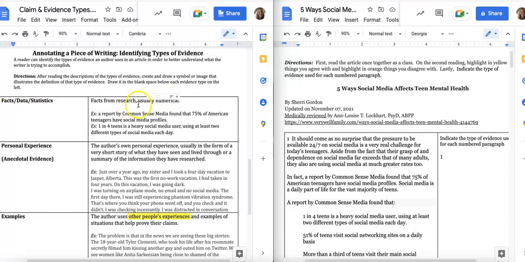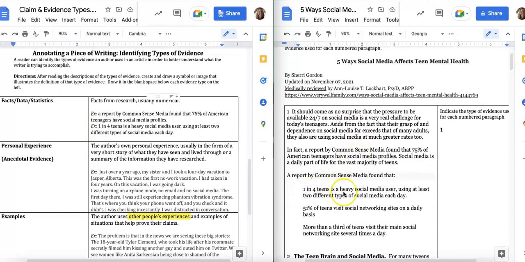Facts, usually from research, and they're usually numerical. An example is a report from Common Sense Media found that 75% of American teenagers have social media profiles. Another example, 1 in 4 teens is a heavy social media user, using at least 2 different types of social media each day. You'll notice that one of those is right here. So you would put down next to this section that they use facts, data, and statistics. That's what you would fill out here.